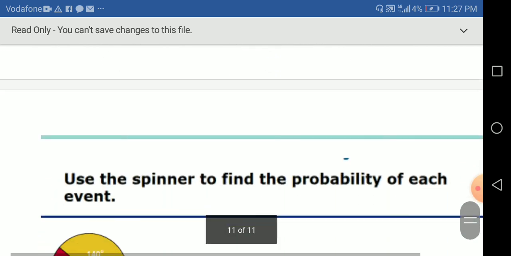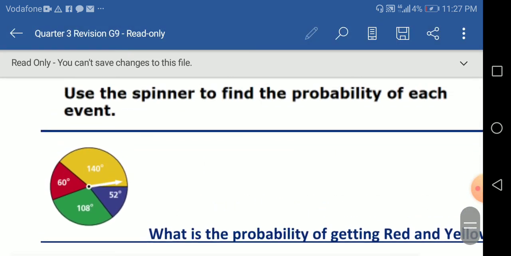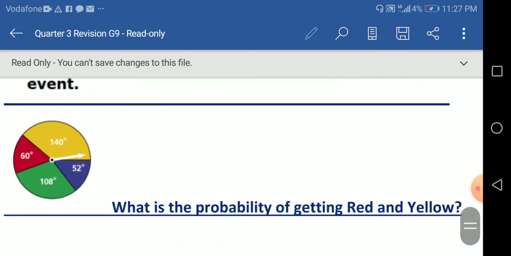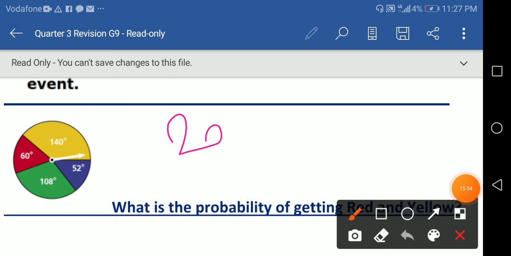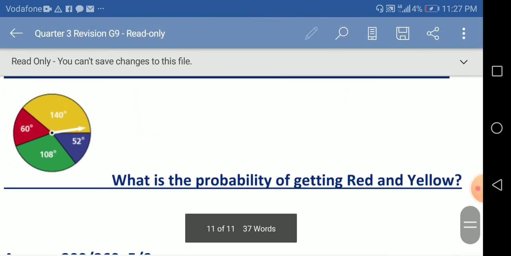Okay, guys, we have the last thing here. We use the spinner to find the probability of each event. If I ask you in the question, what's the probability of getting red and yellow? I'm going to add the red, which is 60, and the yellow, which is 140. That is 200, over 360. I can leave it like this, or simplify by dividing, which gives you 5 over 9.